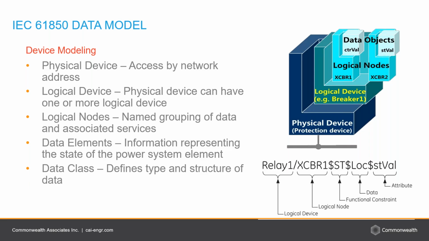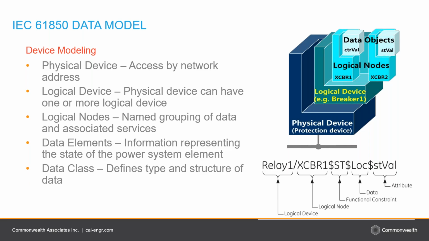Now, zooming in further, we can see that each logical device contains one or more logical nodes. What is a logical node, you may ask? Well, it's a grouping of data and associated services that is logically related to some power system function. The naming of the logical node depends on the type of function being performed. For example, the name of the logical node which performs metering and measurement function begins with the letter M. Logical nodes for protection function start with the letter P. So you get the idea, right?